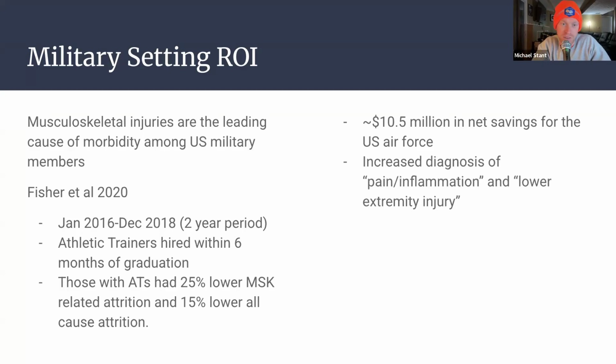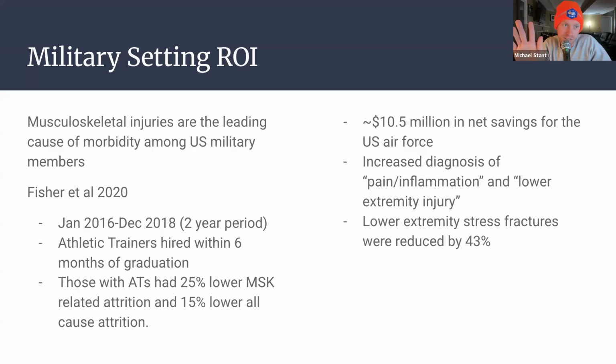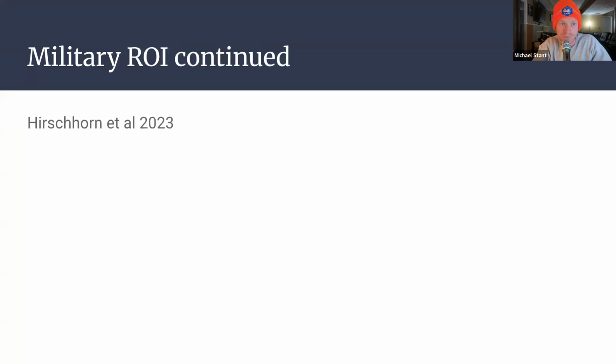What was interesting, there was increased diagnoses of pain, inflammation, and lower extremity injury. But once again, I think that's just athletic trainers identifying it first and stopping it from getting to a point where they could get more hurt and have attrition. And interestingly, too, they had a whole gait screening analysis here, and lower extremity stress fractures were reduced. They also had improved fitness scores, which is great.